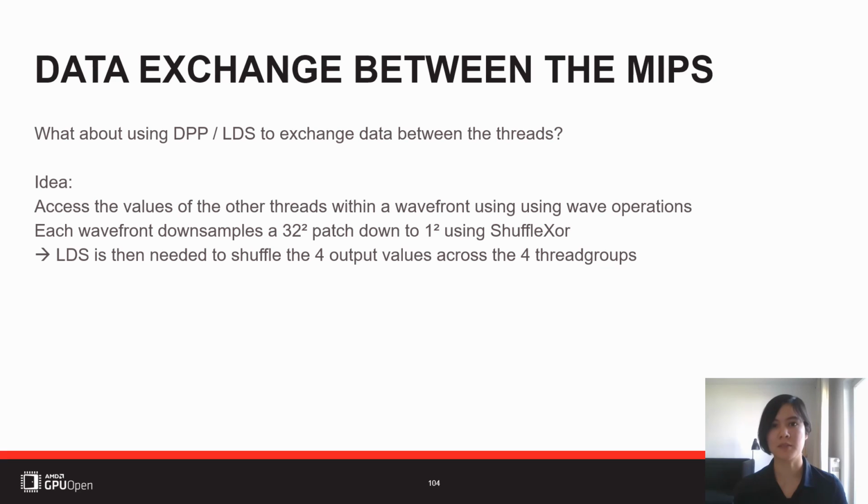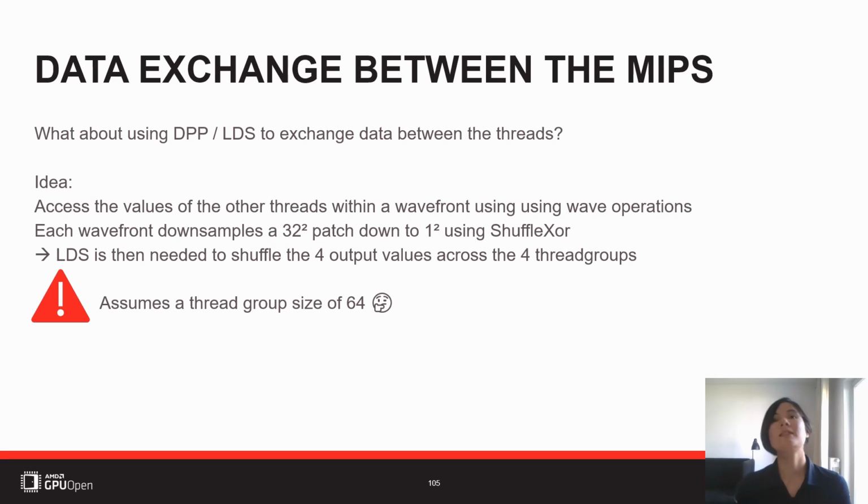In this case, if we downsample a 32 by 32 patch within a single wavefront, at the end we would have 4 values left, where we need to do some synchronization between the different wavefronts within a single thread group. Of course, this idea assumes a thread group of size 64. We just learned that on RDNA we don't know if a wavefront is of size 32 or 64, so this is a problem.